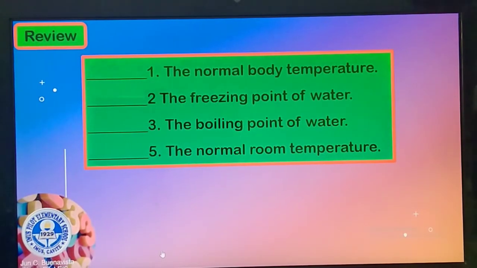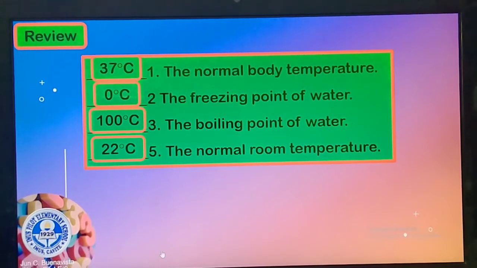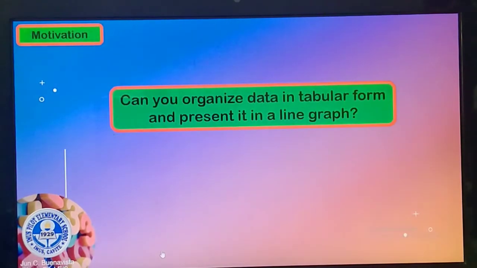Okay, last week we studied about temperature and the parts of a thermometer. So again, the normal body temperature is 37 degrees Celsius. How about the freezing point of water? Okay, 0 degrees Celsius. The boiling point of water, we have 100 degrees Celsius. And the normal room temperature is 22 degrees Celsius. It ranges from 20 to 22 degrees Celsius. Okay, can you organize data in tabular form and present it in a line graph?